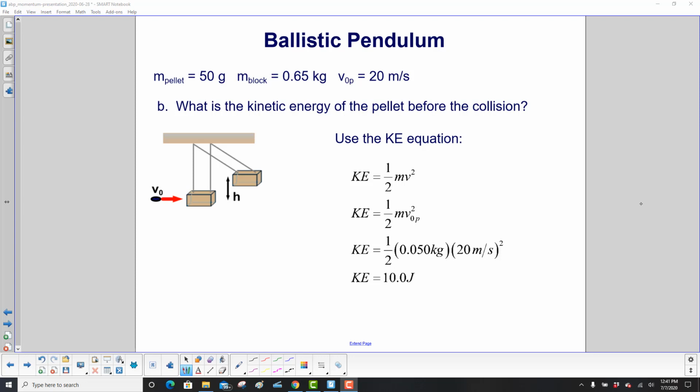What is the kinetic energy of the pellet before the collision? Have our kinetic energy equation here. That's the general one. And then we have one half m v0 squared for the pellet, plug in the numbers, and we get 10 joules.